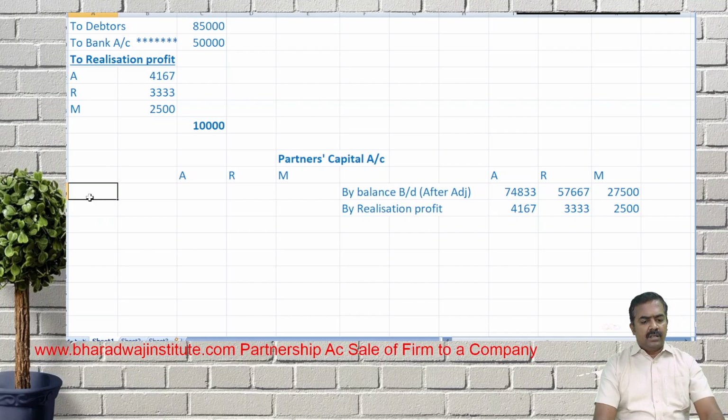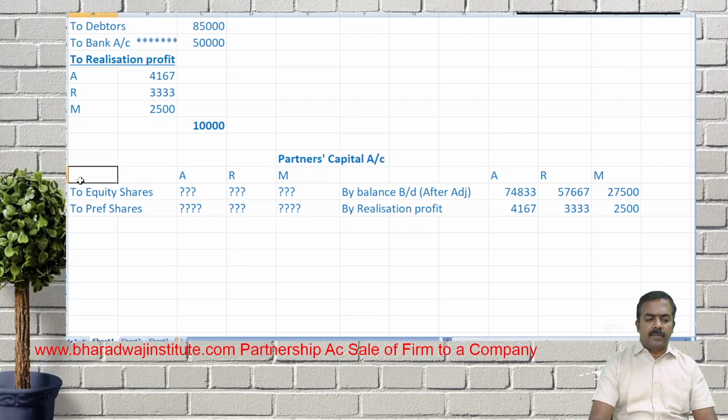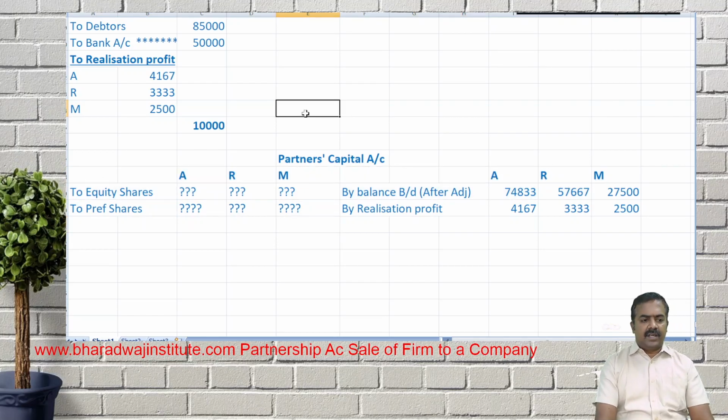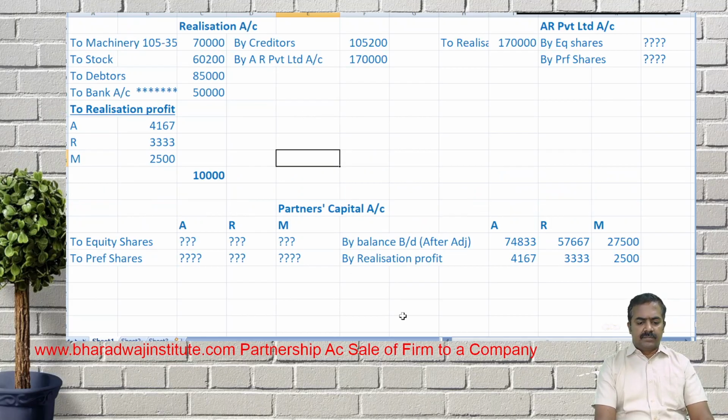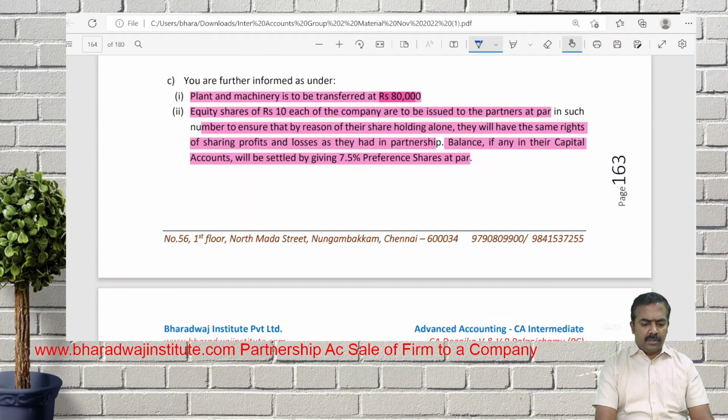Now how to share? How much equity shares should be given, how much preference shares should be given? Each partner, how much will they get in the form of which one? Equity share and which one? Preference share. We don't have cash. Whether cash is with the firm or it is taken over by the company. Cash is taken over by the company. It is not with the firm. Cash is not there with us. Any current account balances? Look at the balance sheet. No, already closed. Everything is adjusted.